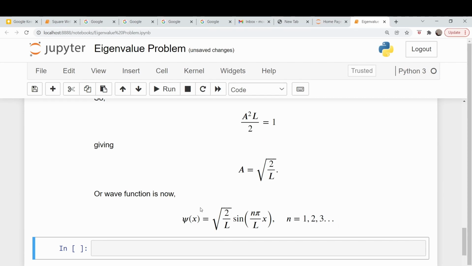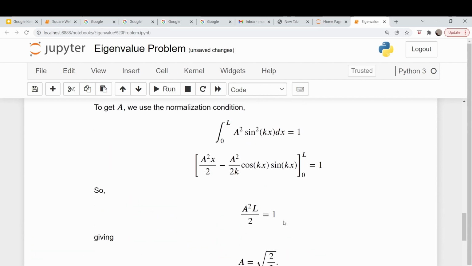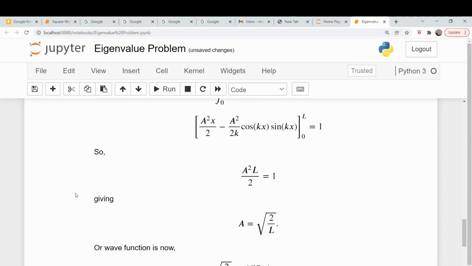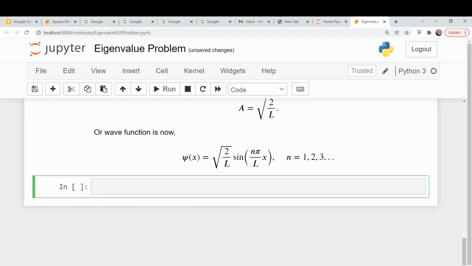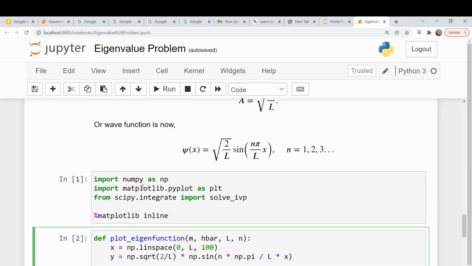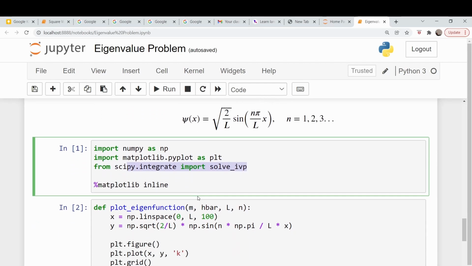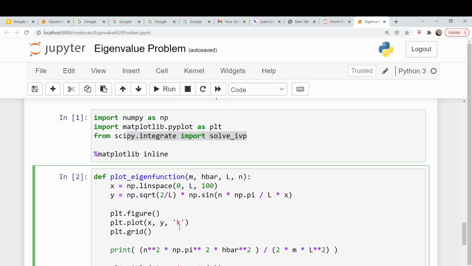So let me write out a quick Python function to plot this for various values of n, and also print out the energy term here. So let me just shut off the recording and do that really quickly. Okay, for the imports, all we need is numpy, matplotlib of course, and our solve IVP initial value problem solver.